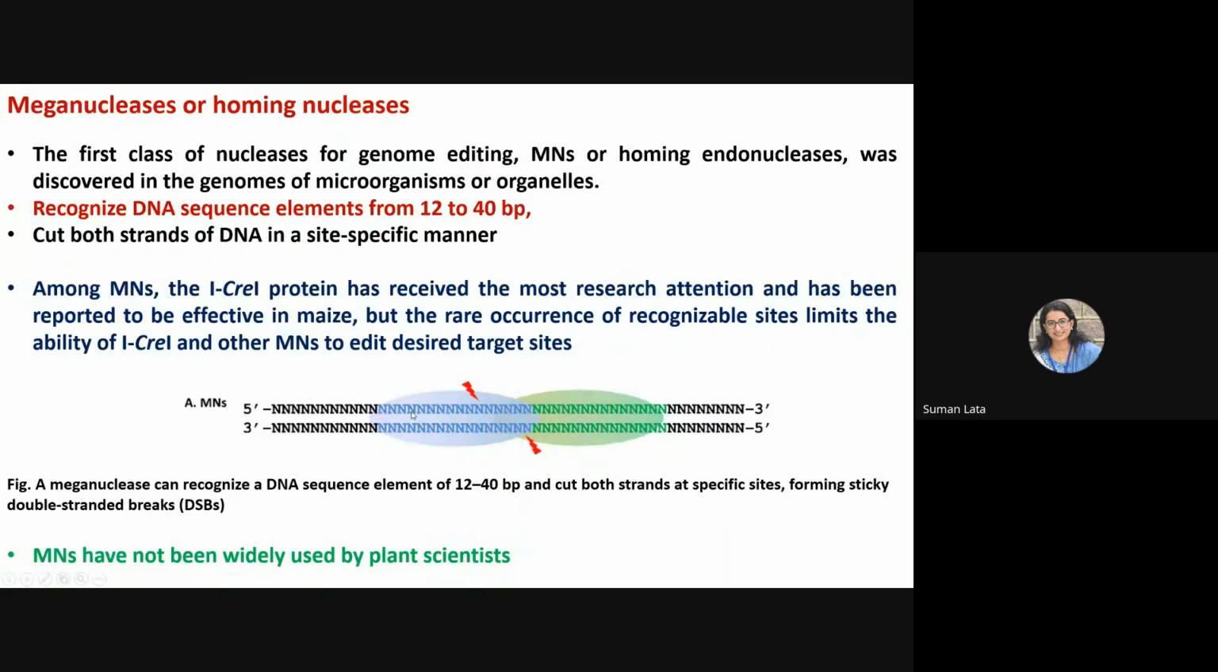Among the meganucleases, one enzyme, CRE1, received the most attention, and it has been found effective in maize. But due to the rare occurrence of these recognizable sites, it has the limitation that the sites are limited. Due to this rare occurrence of the recognition sites, the meganucleases have not been widely used by plant scientists, but they are the first class of nucleases which were used for genome editing.